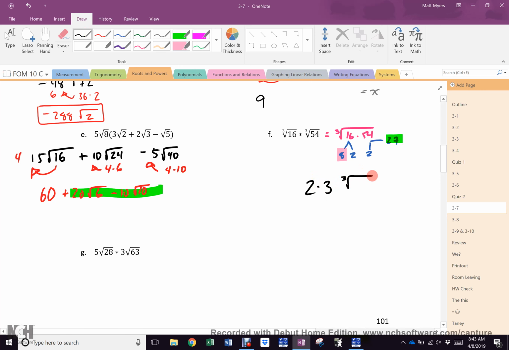What did I leave under there? What did I leave? 2 squared, which is 4. So it is 6 cube root 4.